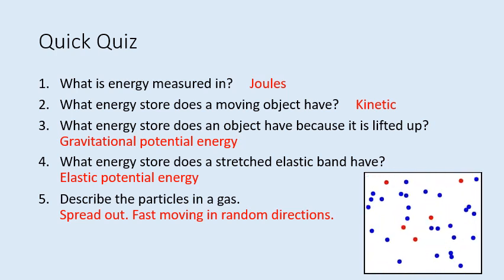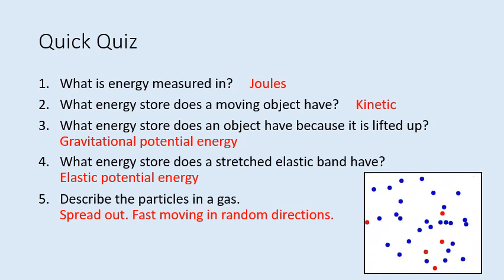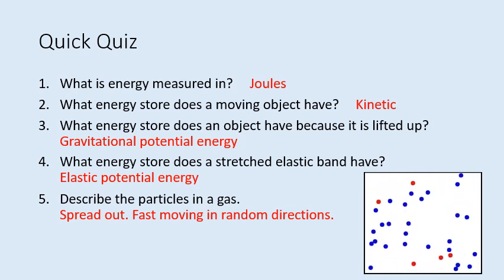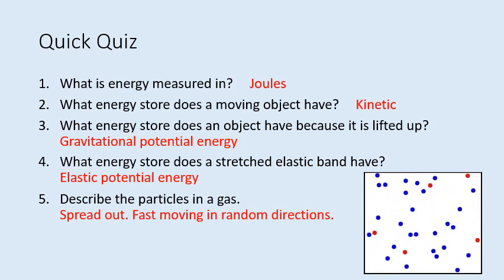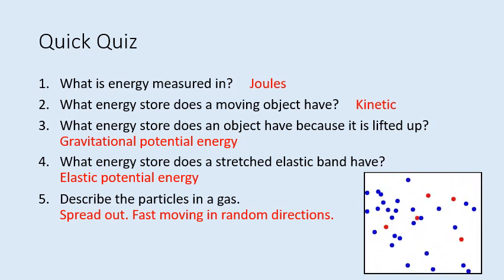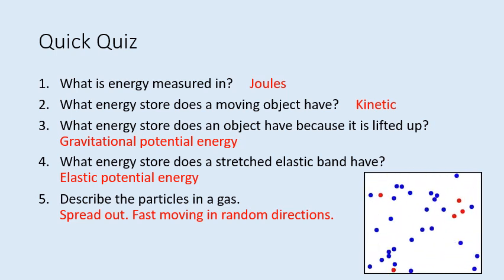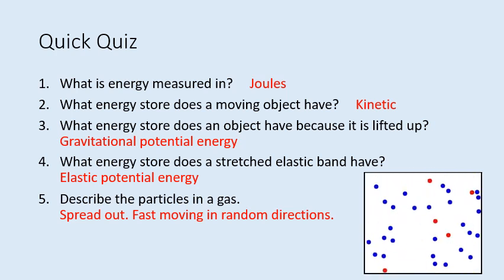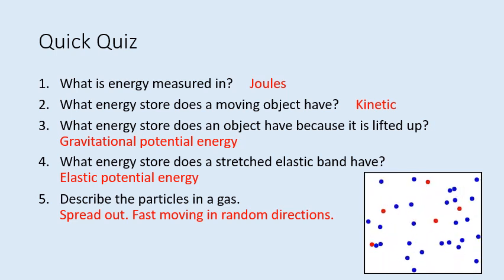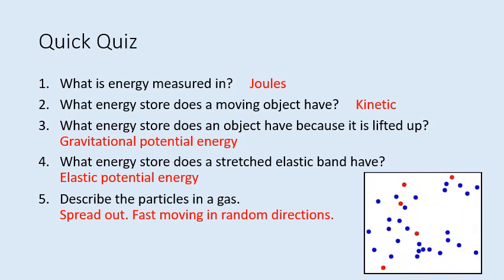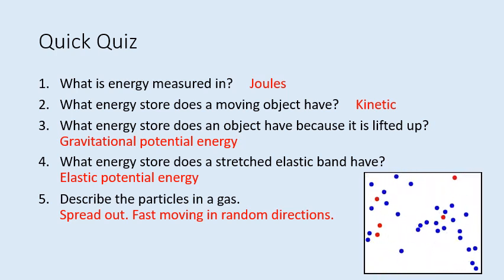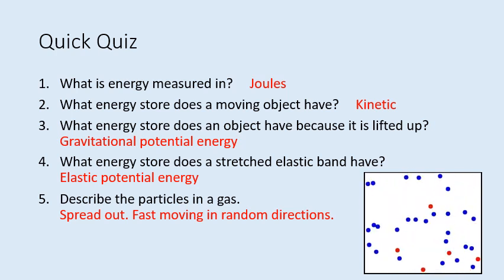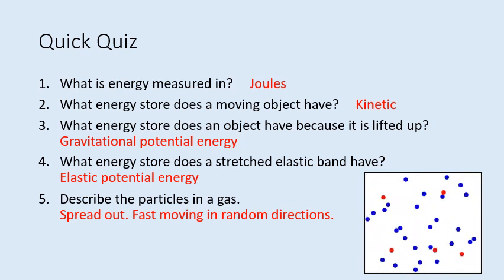Hopefully you've got these answers. So energy is measured in joules. The energy store that a moving object has is kinetic energy. When you lift an object, you give it gravitational potential energy. When you stretch or squash an object, it's going to have elastic potential energy. And gas particles are spread out, fast moving randomly in all directions.